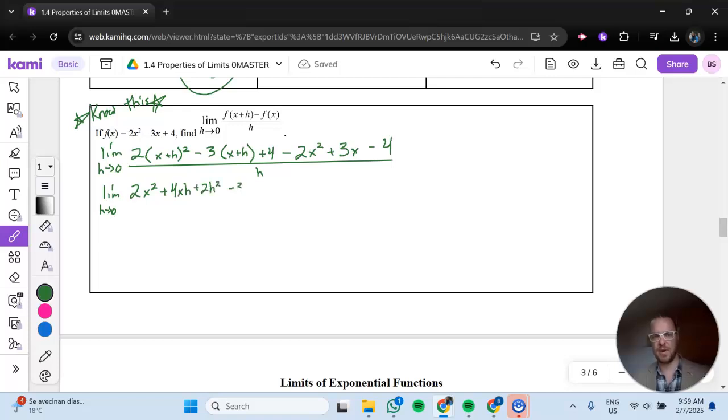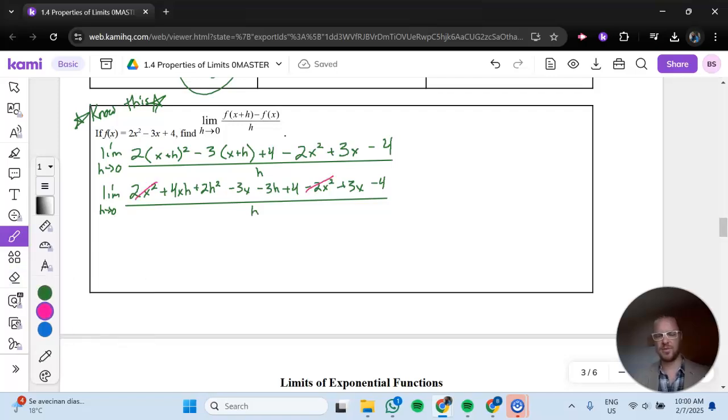Do the same thing here, minus 3x minus 3h plus 4 minus 2x squared plus 3x minus 4. A lot of stuff there, but you're going to see that now a whole bunch of it's going to start canceling out. 2x squared cancels with negative 2x squared. Negative 3x cancels with positive 3x. 4 cancels with negative 4. And you'll see that the only things left here are the ones that have the h term in it.